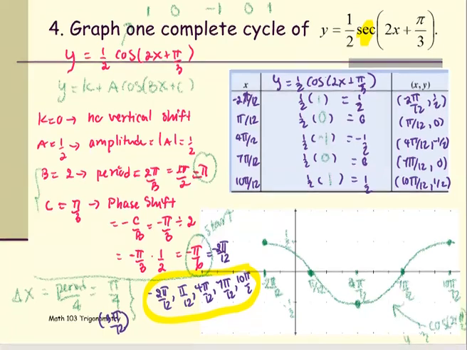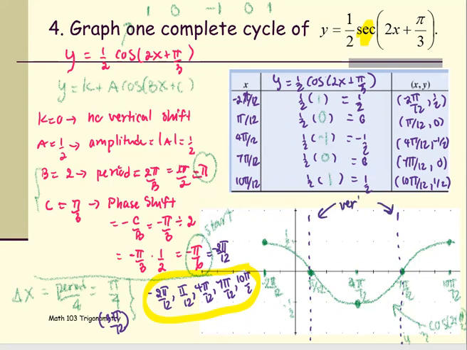And then we're going to sketch the graph of the secant by doing the reciprocal graph. The points where the function value of the cosine is 0 give the vertical asymptotes for the graph of the secant function. Now we have two vertical asymptotes at x equals pi over 12 and 7 pi over 12.